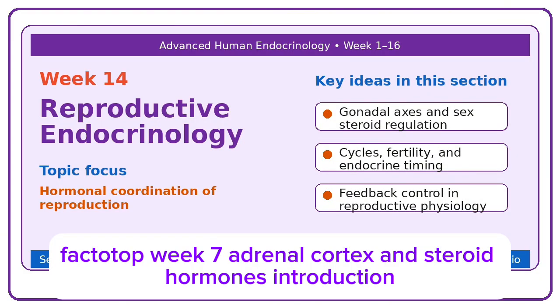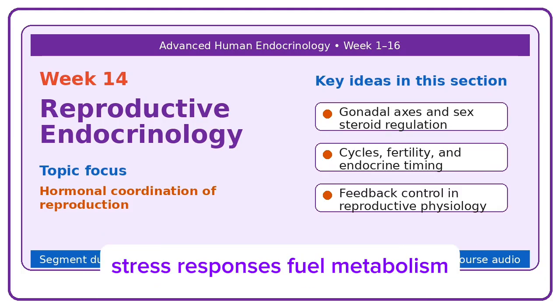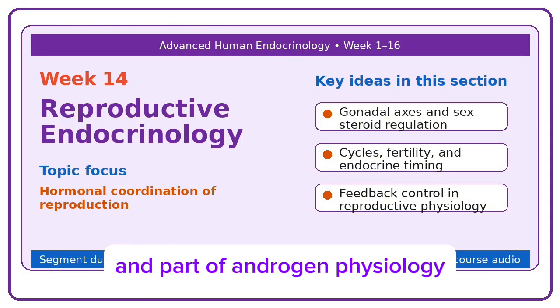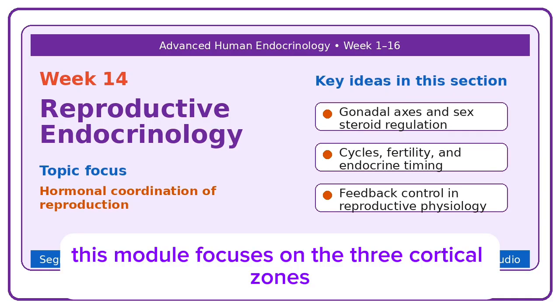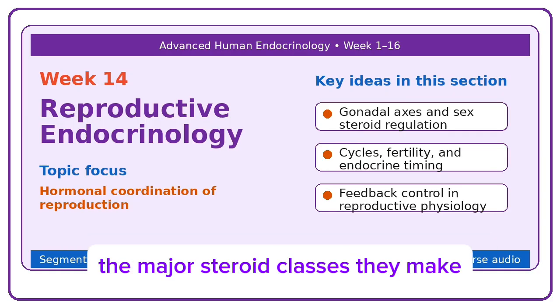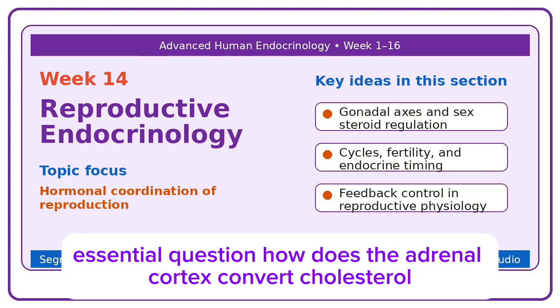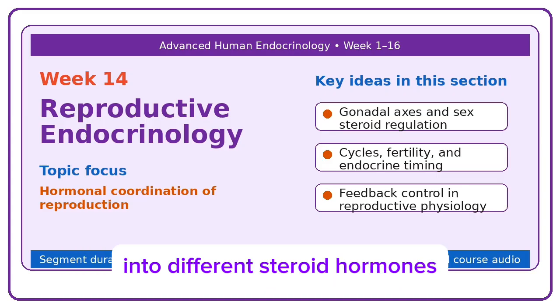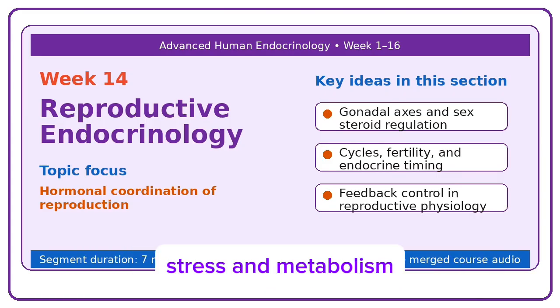Back to top. Week 7, Adrenal Cortex and Steroid Hormones, Introduction. The adrenal cortex produces steroid hormones that regulate salt balance, blood pressure, stress responses, fuel metabolism, and part of androgen physiology. All adrenal cortical hormones come from cholesterol. This module focuses on the 3 cortical zones, the major steroid classes they make, and the main regulatory systems that control them. Essential question: how does the adrenal cortex convert cholesterol into different steroid hormones, and how do those hormones regulate volume, stress, and metabolism?